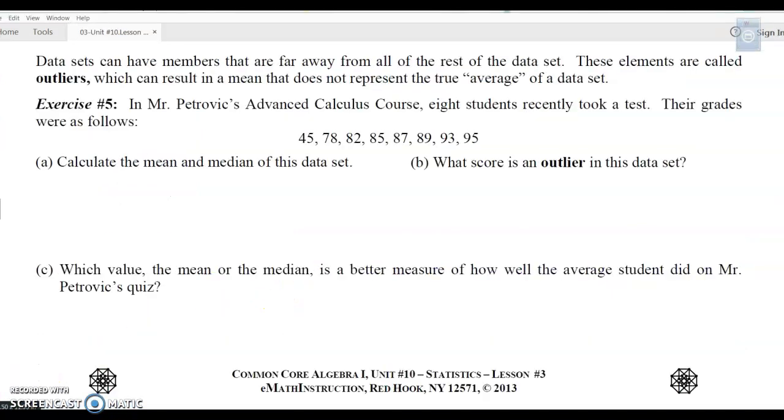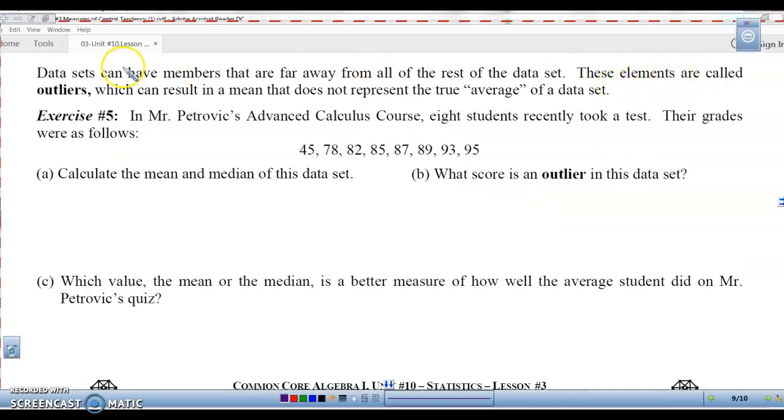Okay, data sets can have members that are far away from all the rest of the data set. These elements are called outliers, which we talked about before, which can result in a mean that does not represent the true average of the data set. All right, in Mr. Petrovic's advanced calculus course, 8 students recently took a test. Their grades were as follows. I already did this for you. So the mean in this set is going to be 81.75, and the median is going to be 86.